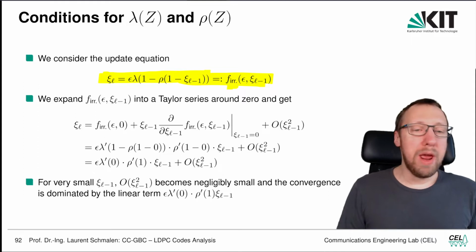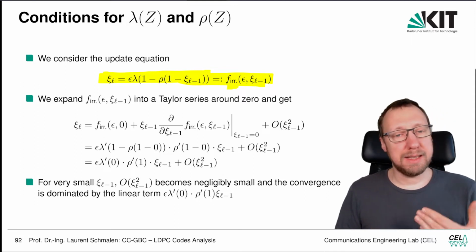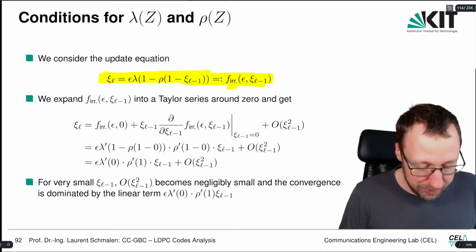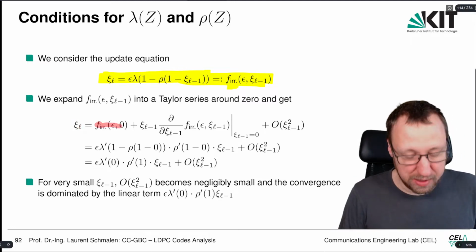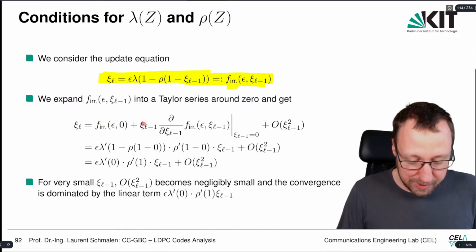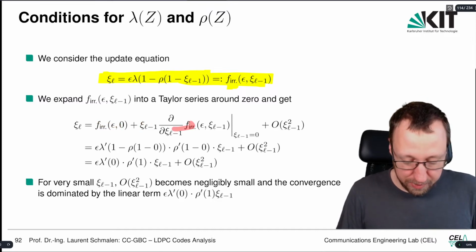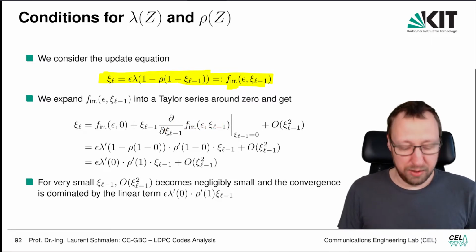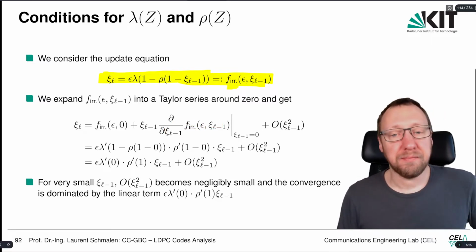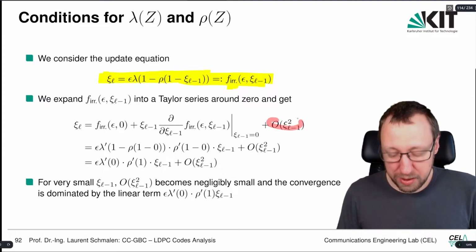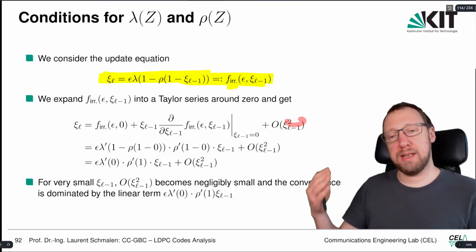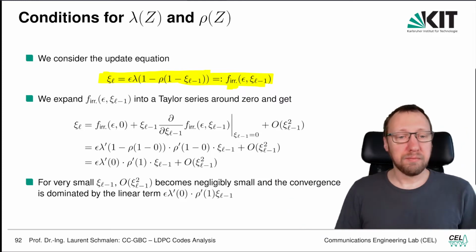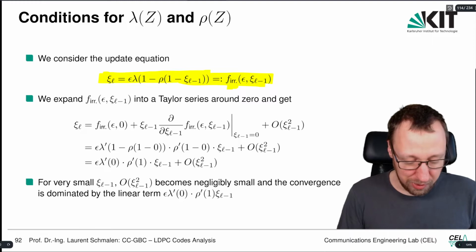So now we expand f of epsilon Xi into a Taylor series around 0. So we say that Xl is f of epsilon 0 plus Xl minus 1 and the derivative of f of epsilon Cl with respect to Xl minus 1. Then we have some additional terms that depend on Cl squared, which we don't put in the series. So f of epsilon 0 is equal to 0.